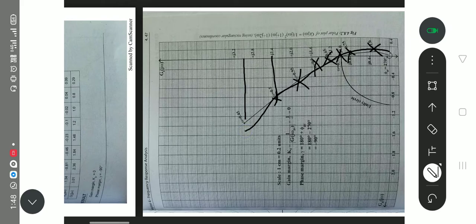One more thing you can draw in the polar plot is the unit circle. Between the imaginary and real axes, one unit circle you can draw. In the real axis x is 1, y is 1 here. So we can draw the unit circle.